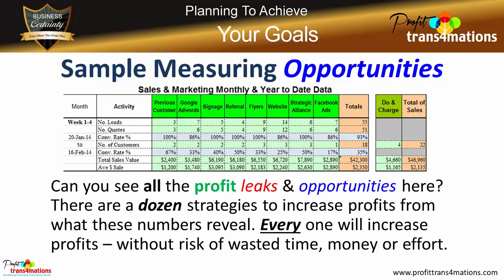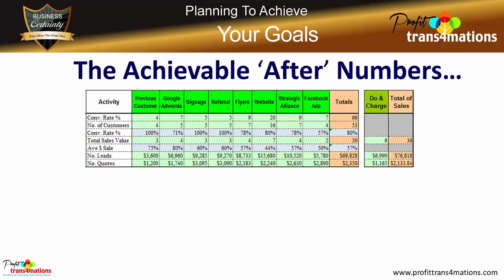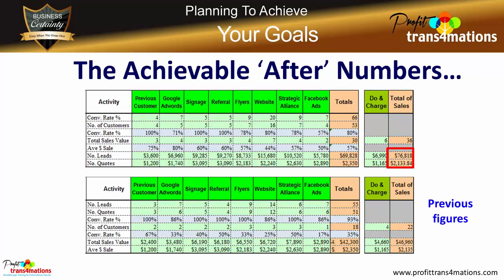But let's take a look at what could be the result of these strategies being applied. The achievable after numbers look like this. Now you may remember some of the figures, but if not, just compare them to these ones here. Notice the difference in total sales. It's increased from 46,960 to 76,818 just by applying some conservative increases in the various different lead sources here.